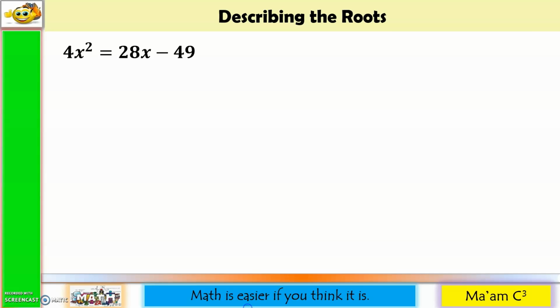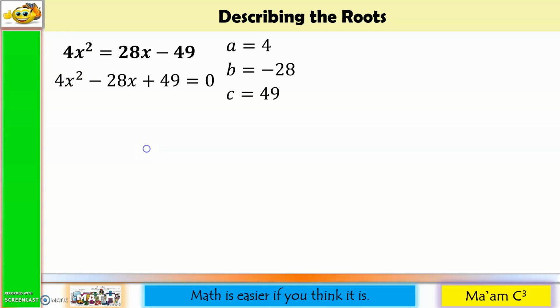Another example, 4x squared equals 28x minus 49. So first, let us convert this into standard form. Let us move these two terms to the other side. So we have 4x squared minus 28x plus 49 is equal to 0. Our a is 4, our b is -28, and our c is 49. Now let us solve for the discriminant. Our b is -28, so (-28) squared.